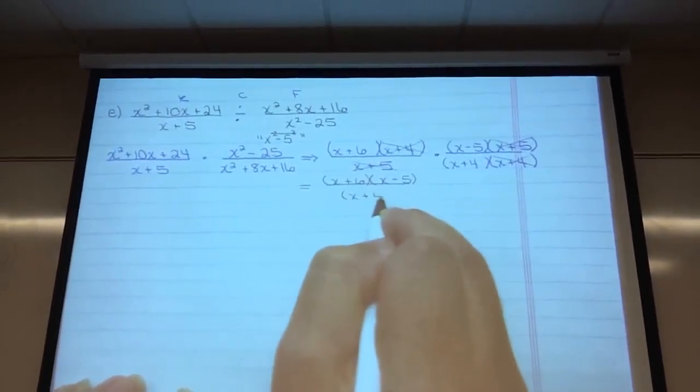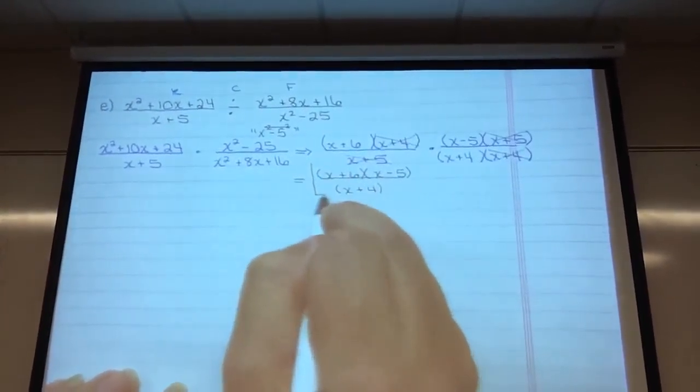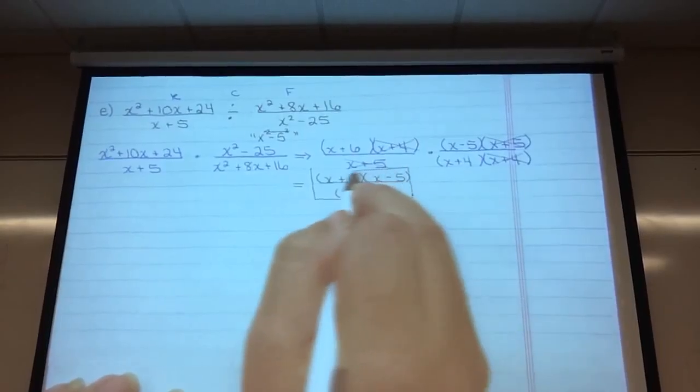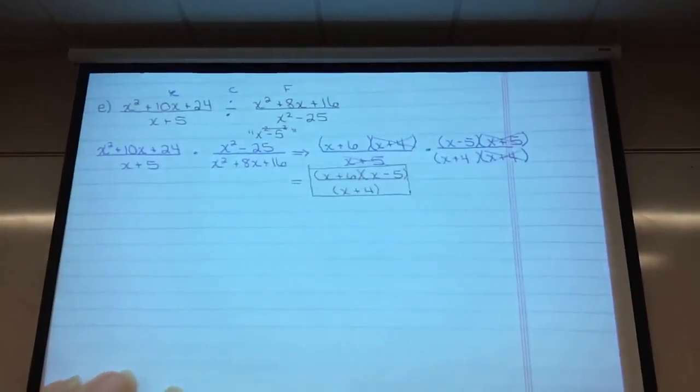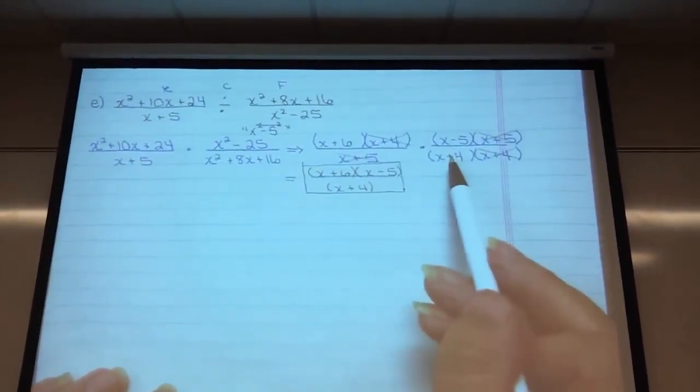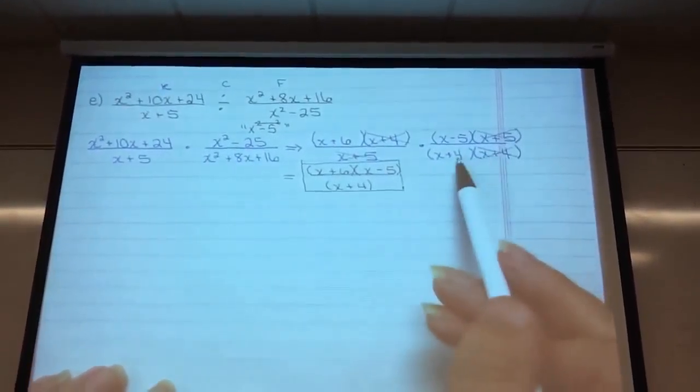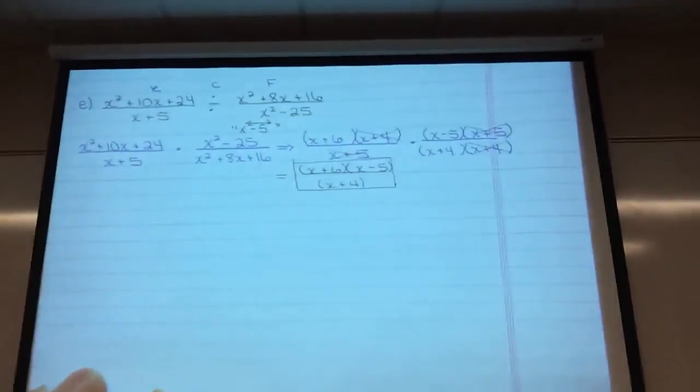Now, would it have mattered if you would have cross-canceled the two x plus 4s on the bottom, and then everything would have been on the top? Okay, like these two? But if they're both on the bottom, you can't do it. One has to be on the bottom, one has to be on top. Okay.